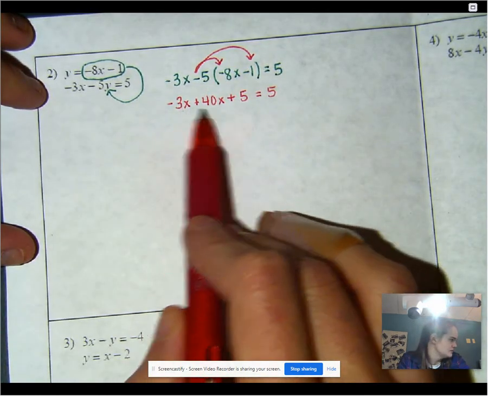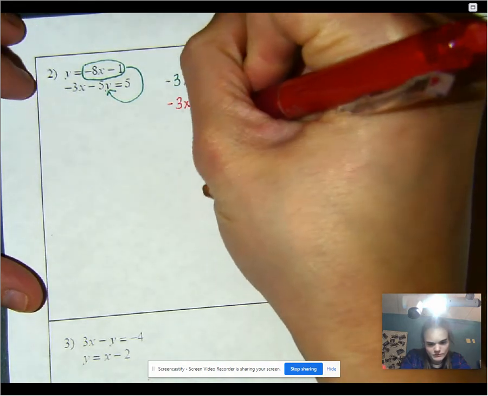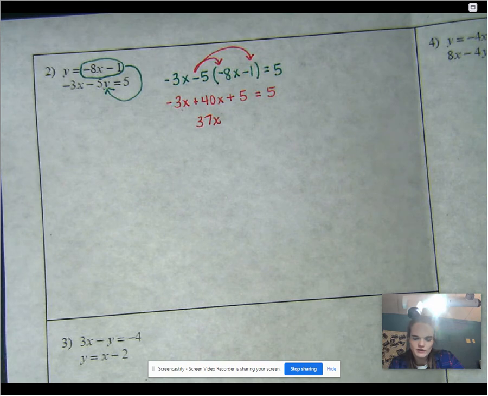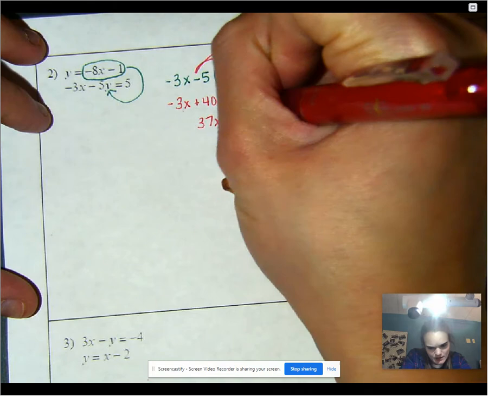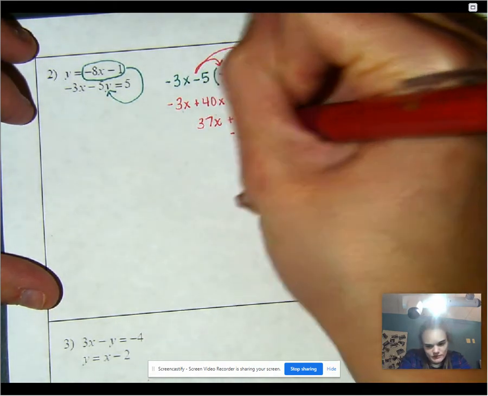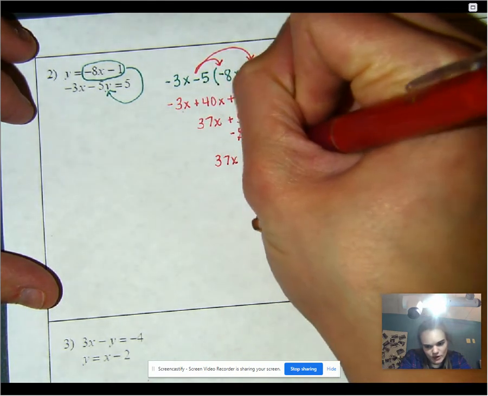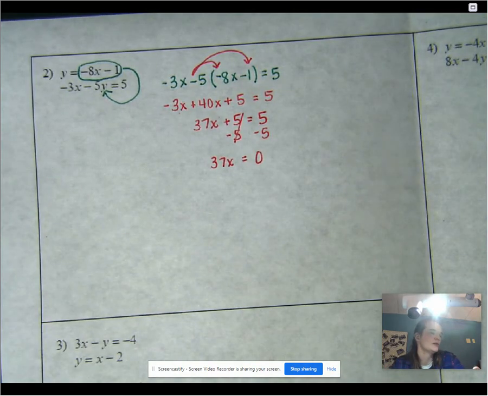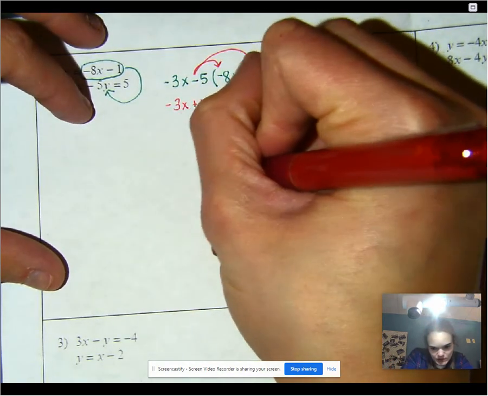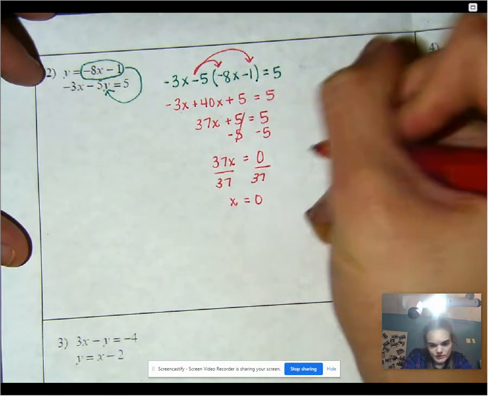Combine like terms here. You get 37x plus 5 equals 5. Subtract 5. 37x equals 0. Do not freak out when you get an equals 0. Remember, 0 is still a number, so that's fine. So divide by 37. 0 divided by any number is 0, so x is 0.